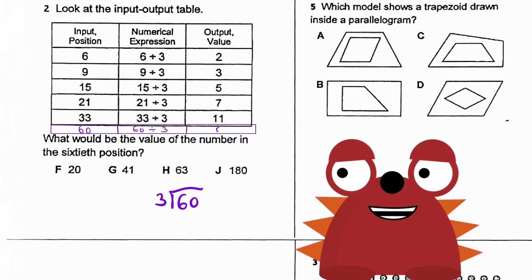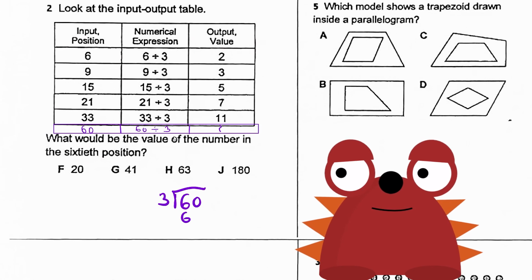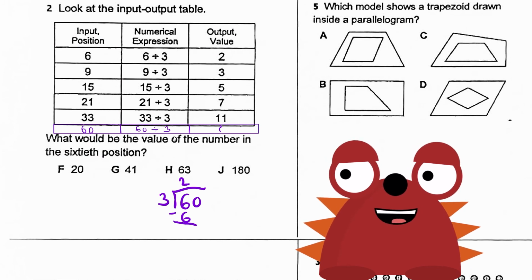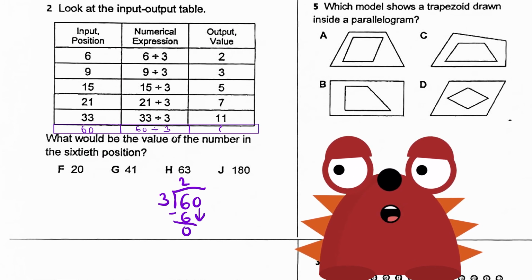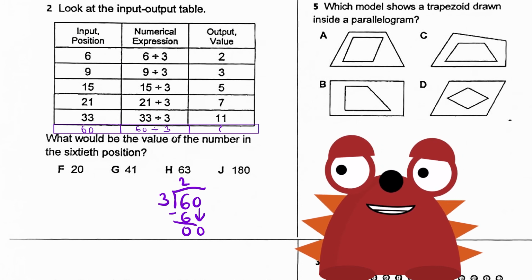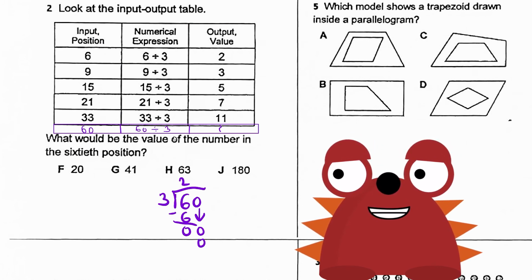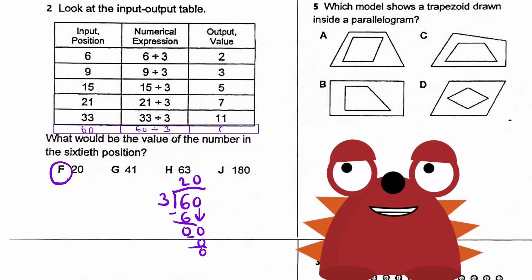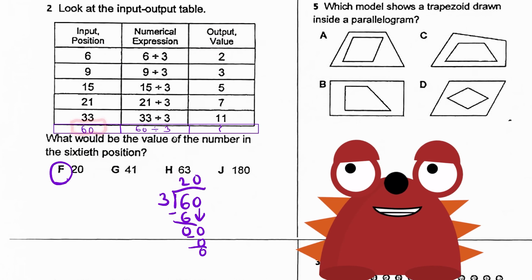We know that the closest we can get to 6 is 6. And that's when you multiply it times 2. So 3 times 2 is 6. The difference of 6 and 6 is 0. You bring down the 0. The closest you can get to 0 is 0 by multiplying times 0. And the difference is 0. So your quotient is 20. So the answer is F. 20. That means the output or the value of a number in the 60th position will be 20.